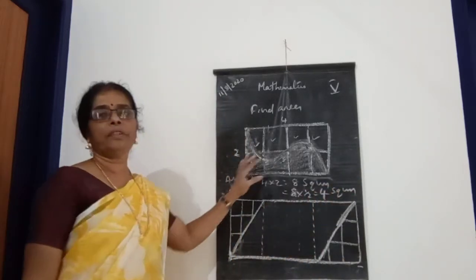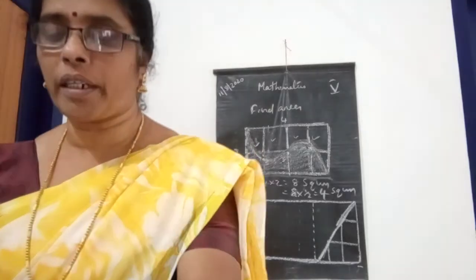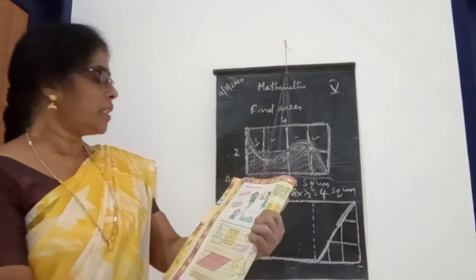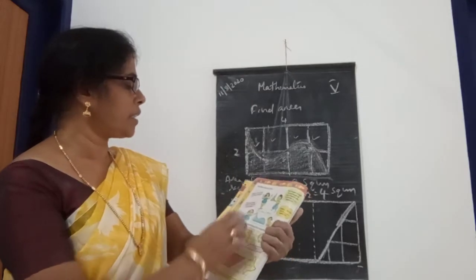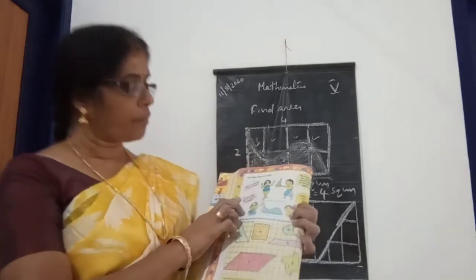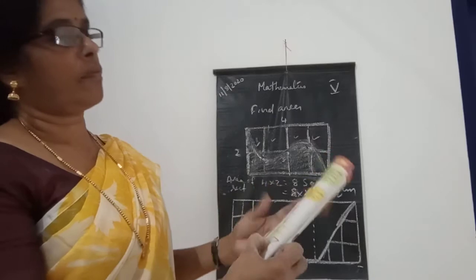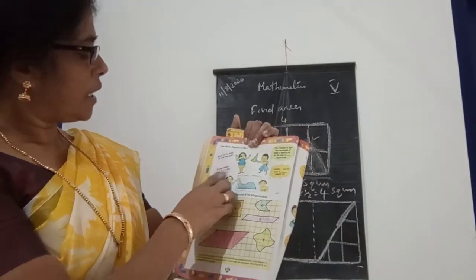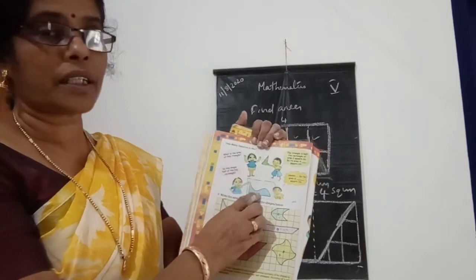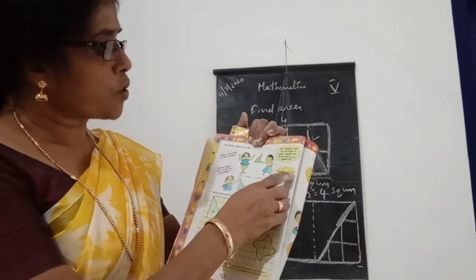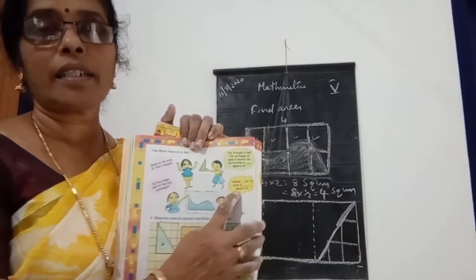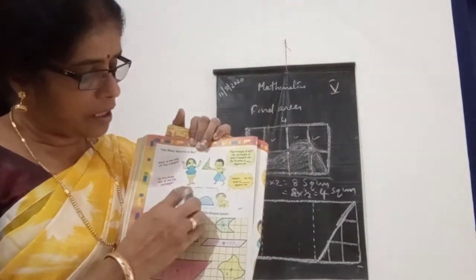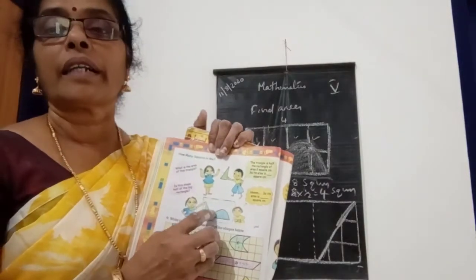What is the area of this shaded portion? That is 4 square centimeter. Look here. Here is one suggestion. What is the area of this triangle? Yes, one minute, children. Look here. Is the shape half of the big rectangle? Yes. So its area is dash square centimeter. Here, this is the half of the rectangle.